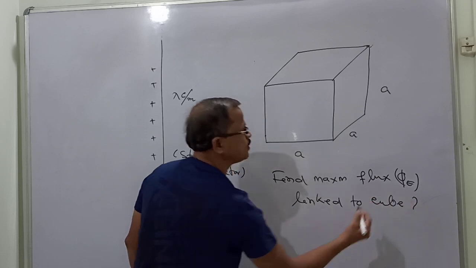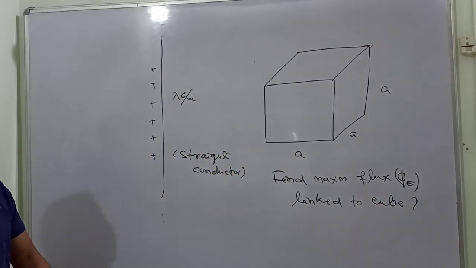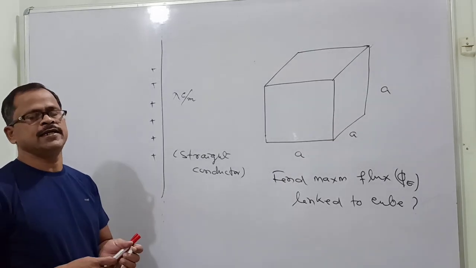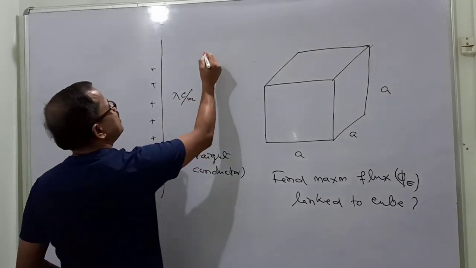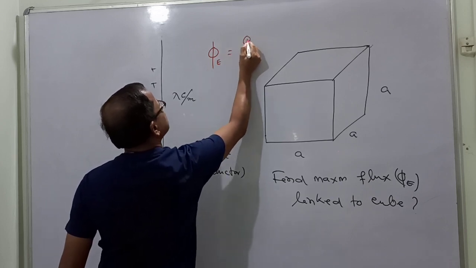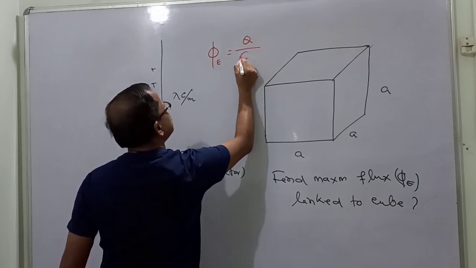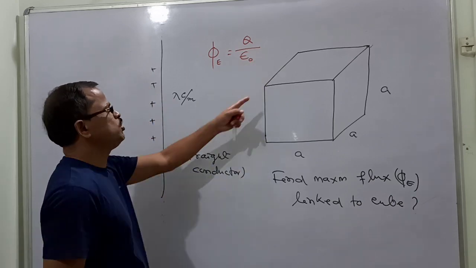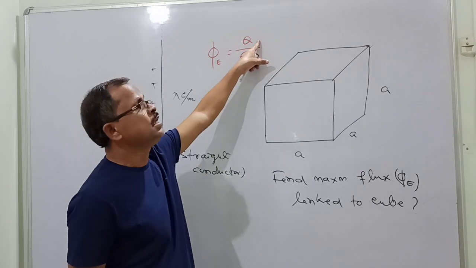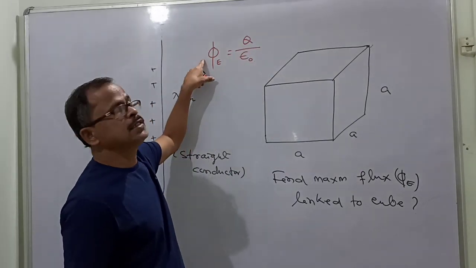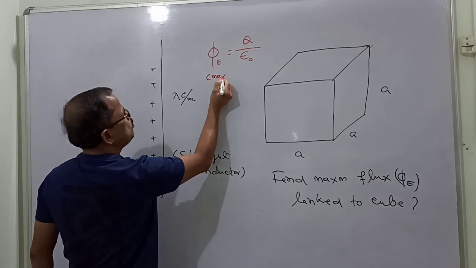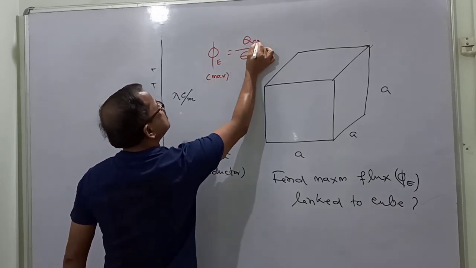Now, you know what is the definition of the flux? Electric flux is defined as the charge divided by the permittivity. So this is the cube. Inside the cube, find out what the charge is, then divide by epsilon 0; that is the electric flux. So the electric flux will be maximum if the charge is maximum.